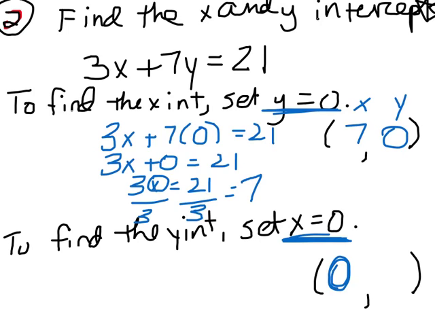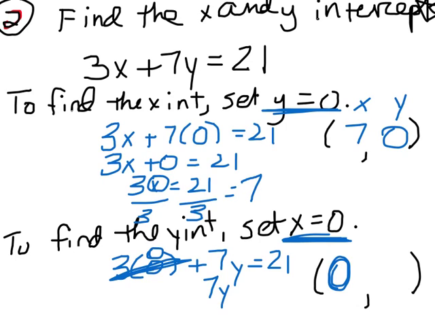Okay, so it's 3x is 0 plus 7y is 21. Well, 3 times 0 is just 0. 0 plus 7y is just 7y, right? So if I want to know what the y-intercept is, I just need to divide both sides by 7. I'm just solving that little equation that we get, and usually they're nice and simple. 21 over 7 would be 3.